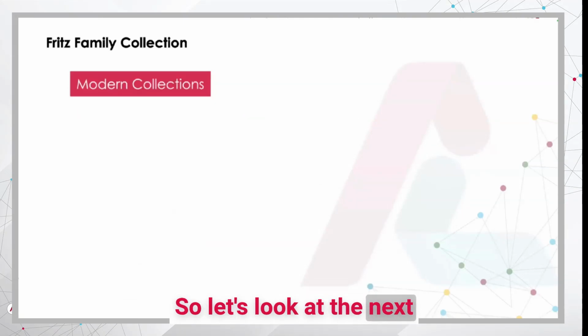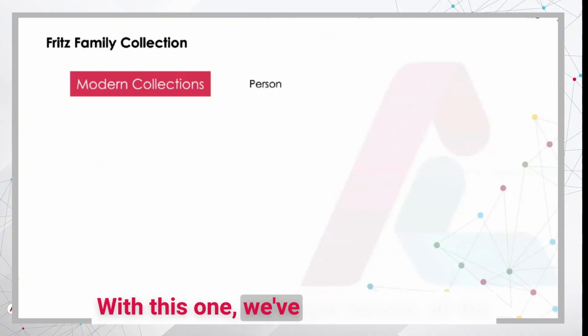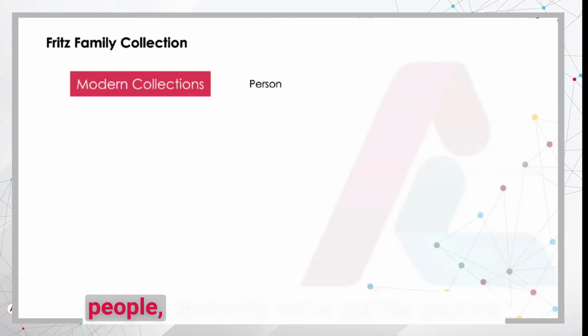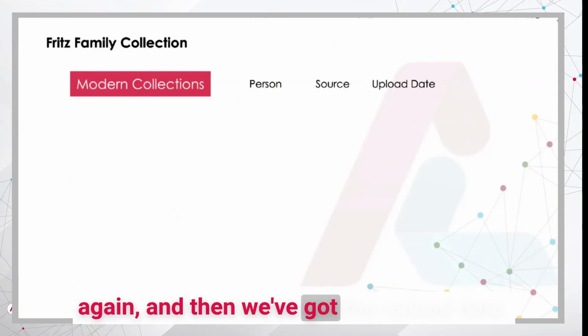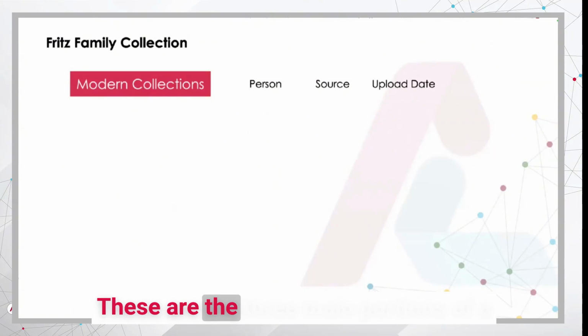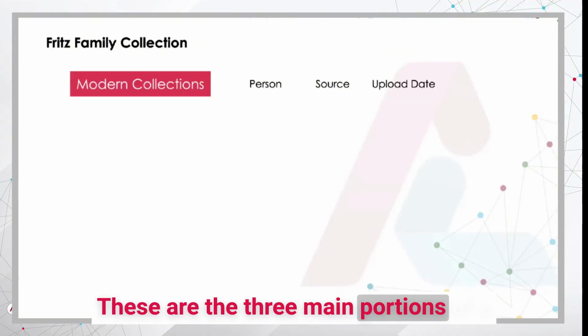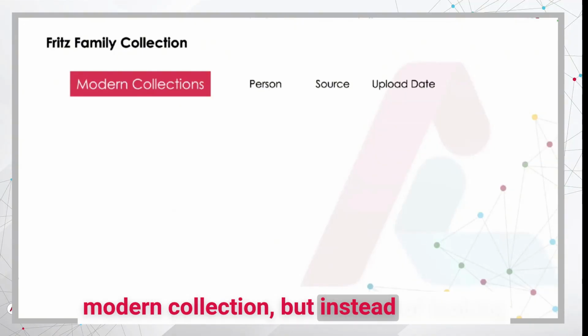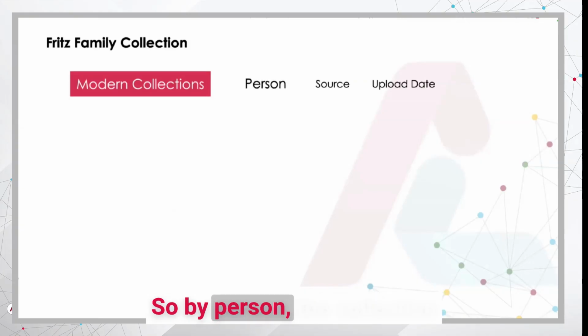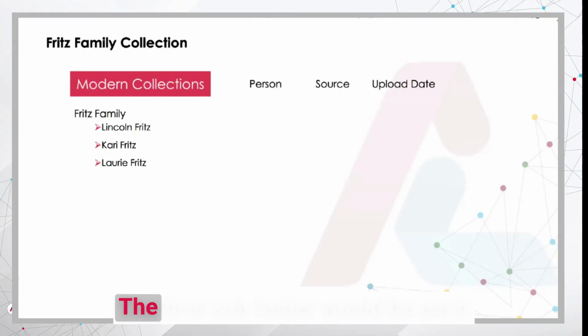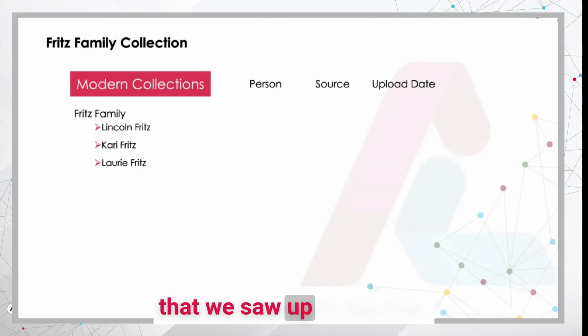So let's look at the next one, modern collections. With this one, we've got all the people, obviously. We've got the sources again, and then we've got the upload date. These are the three main portions of a modern collection. But instead of looking at one, we're going to look at all three. So by person, the collection would be Fritz family. The first subfolder would be each one of those family members that we saw up in the tree.